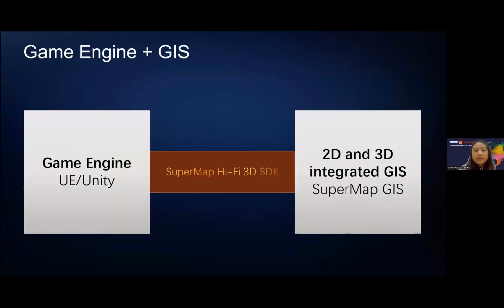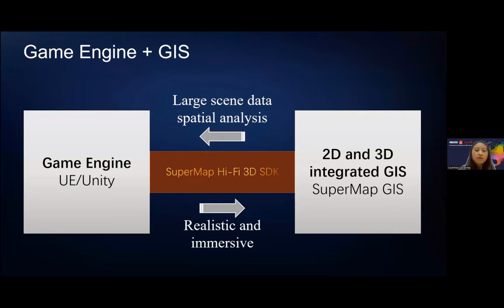The 3D high-fi visualization is the result of higher requirements of 3D display. We provide Hi-Fi 3D GIS SDK, which can fuse 3D GIS and game engines like UE and Unity. The game engine can provide realistic and immersive 3D views. At the same time, this SDK provides spatial analysis to meet the application requirements of 3D large scene high realism rendering and spatial analysis capabilities.